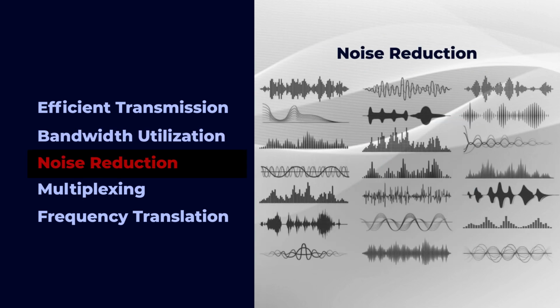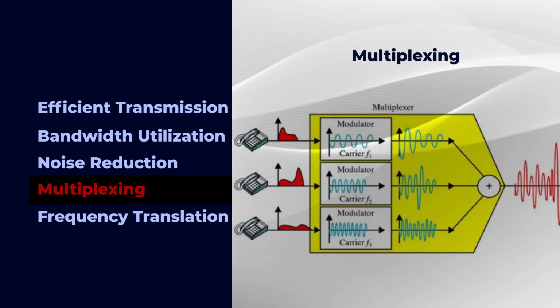Additionally, modulation helps in noise reduction. Modulation can help reduce the impact of noise and interference on the transmitted signal. For instance, frequency modulation, FM, is less susceptible to noise compared to amplitude modulation, AM, which makes it ideal for high fidelity audio broadcasting.